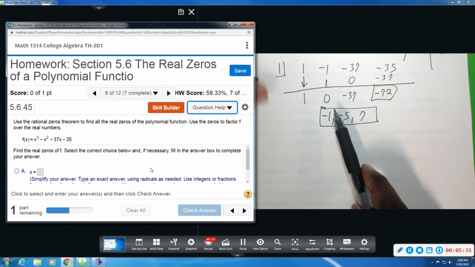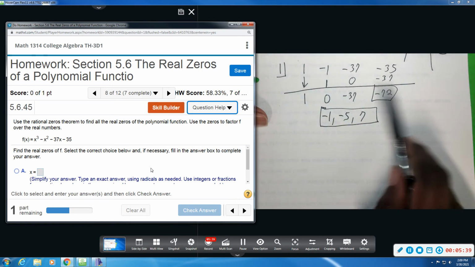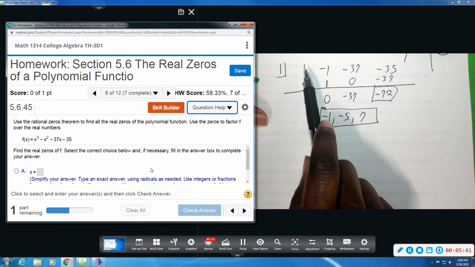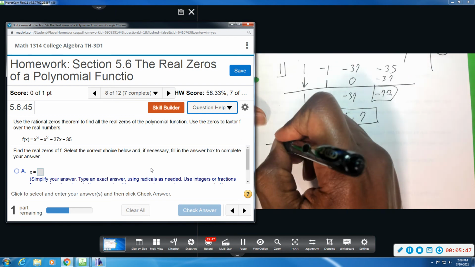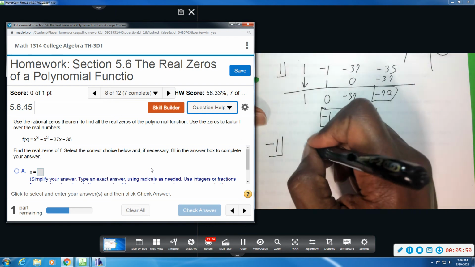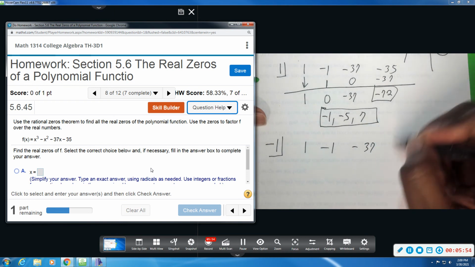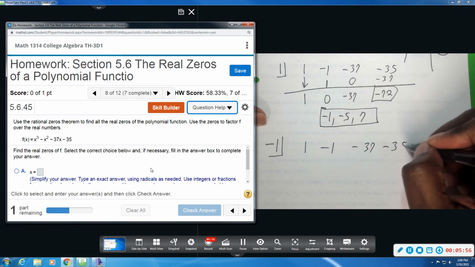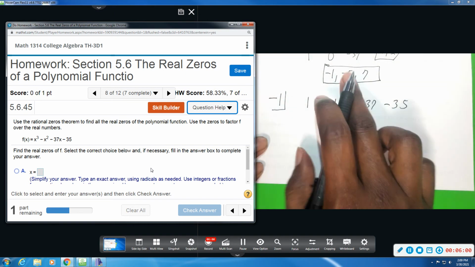So I'm just going to restart. If I had an eraser, I would just erase this, but I'm doing it with pen so you can see it darker. I'm going to list these numbers again, except I'm going to do synthetic division with -1. So I have 1, -1, -37, -35. And so I'm trying -1 first.